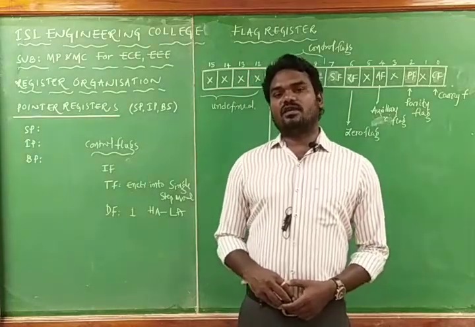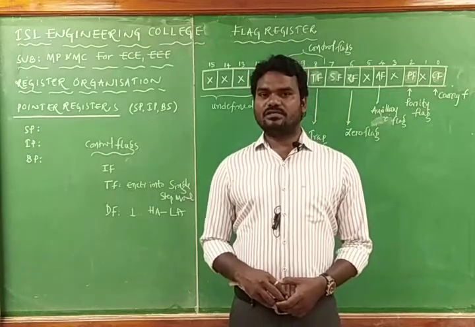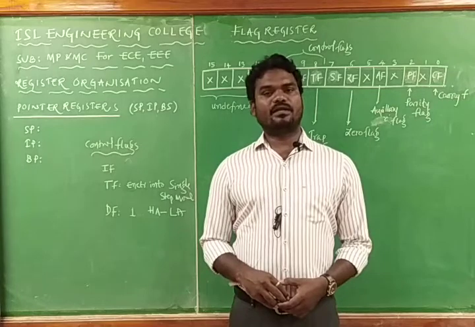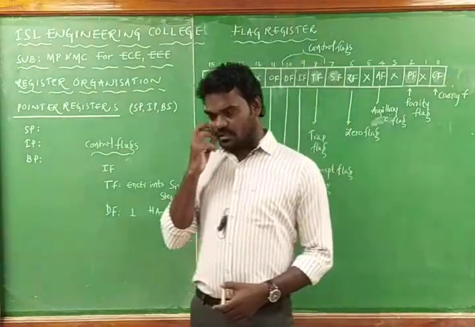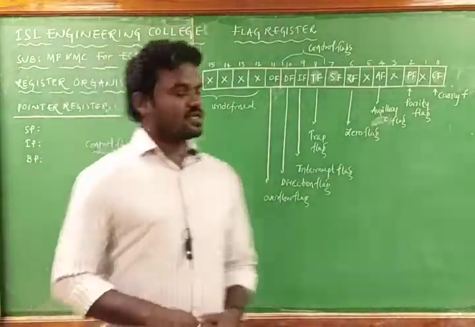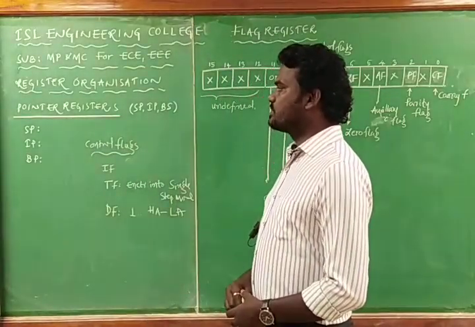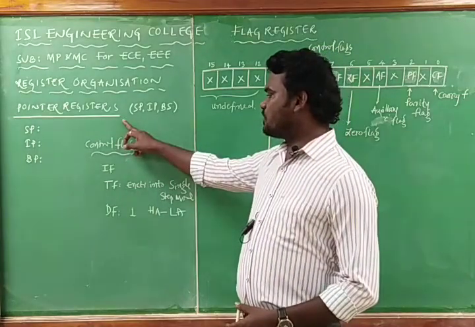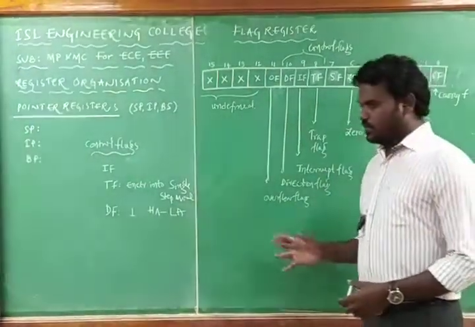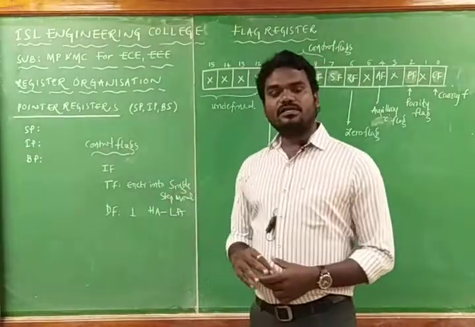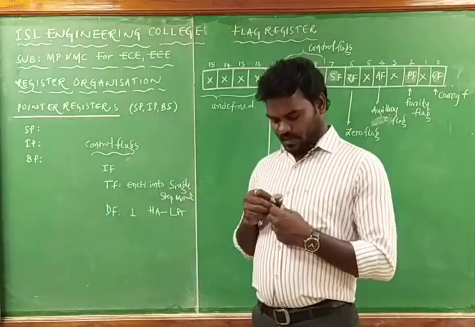In the previous classes, we have discussed 3 types of registers: general purpose, segment registers, and the index registers. In this class, we have to discuss the remaining two types of registers in the register organization of the 8086 microprocessor. First one is pointer registers. Another one is flag registers. With this, the register organization of the 8086 microprocessor with the 14 registers will be completed.